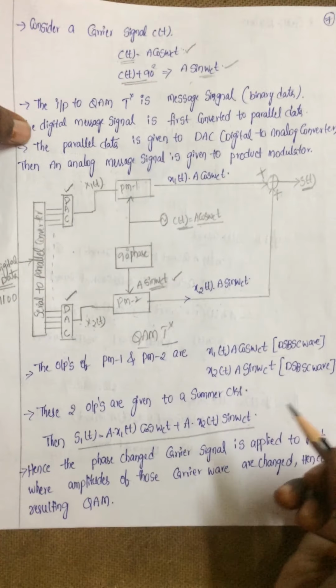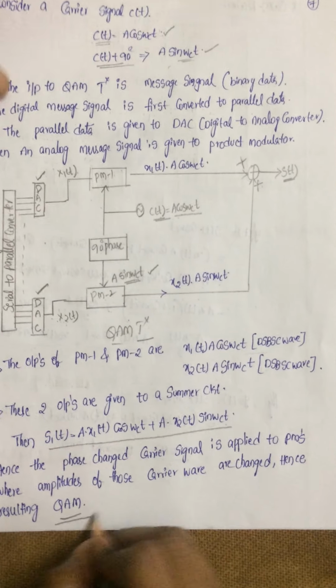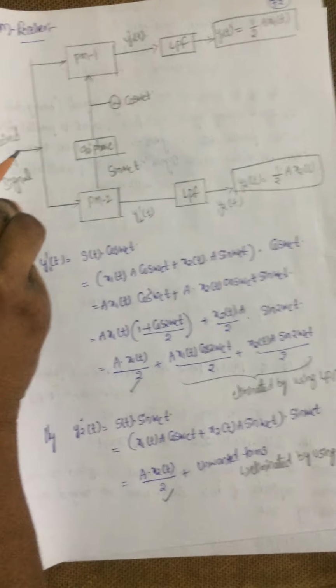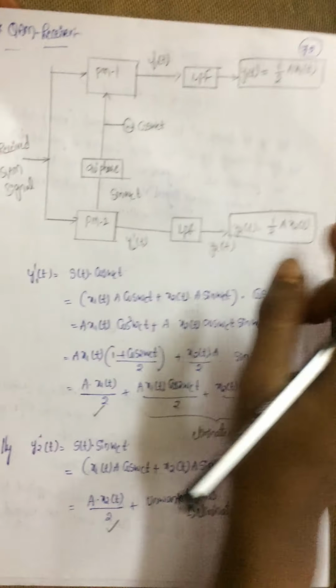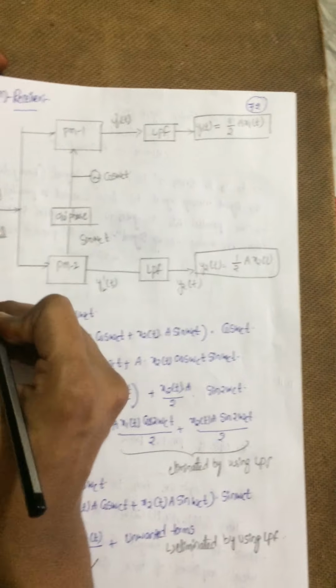That's how we can say we are performing two operations, that is change in phase as well as change in amplitude. That's how we are getting QAM. That's it. This is about the modulator, the transmitter. Now we'll see the receiver. In the same manner, we have received the QAM signal.